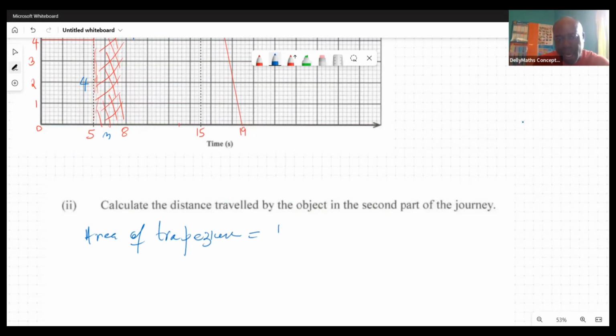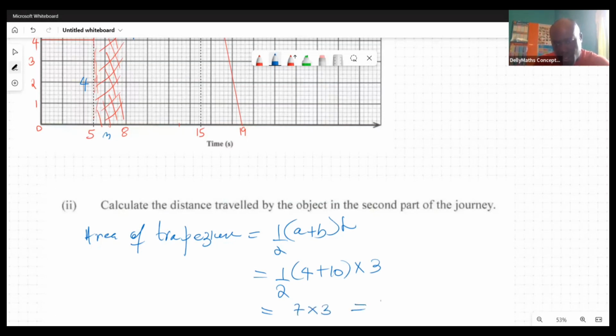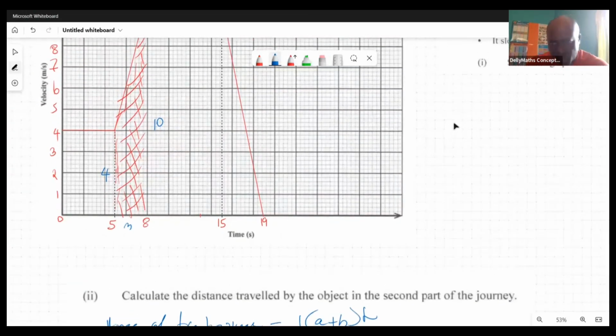And the formula is half (A plus B) times H. Remember, A and B are the parallel sides. So half the 4 plus the 10 times the 3. So let's put that together. 4 plus 10 is 14, divided by 2 is 7. 7 times 3, that is 21, right? Meters. So we have 21 meters right there.